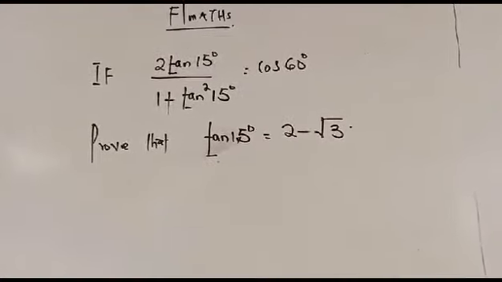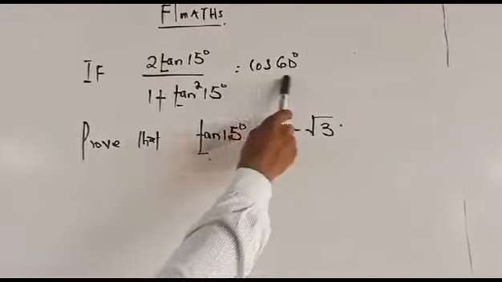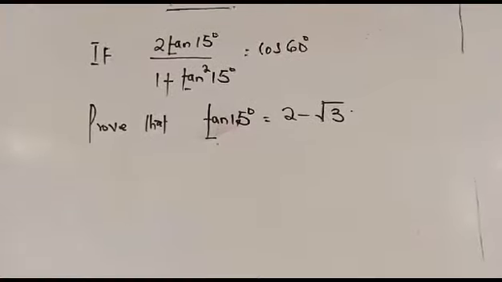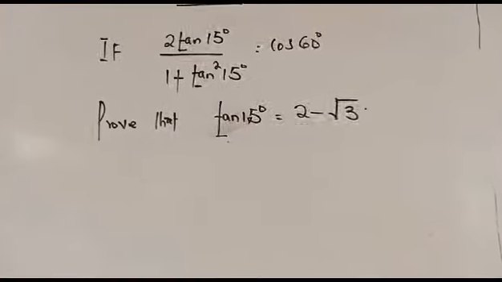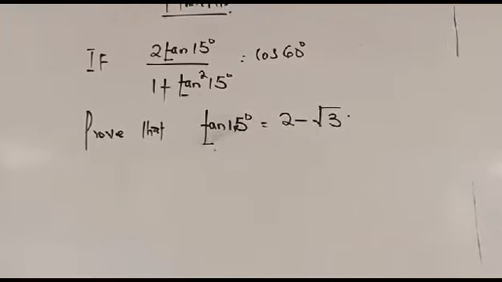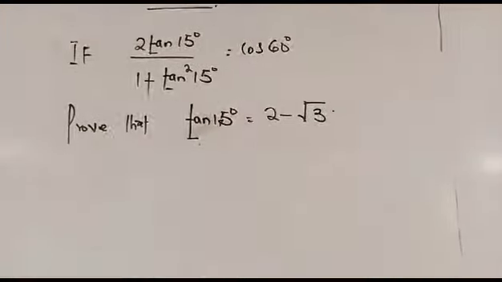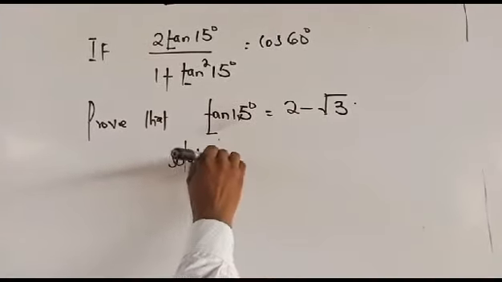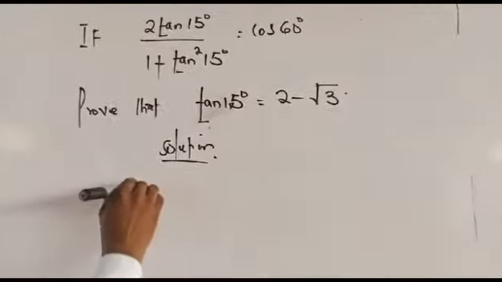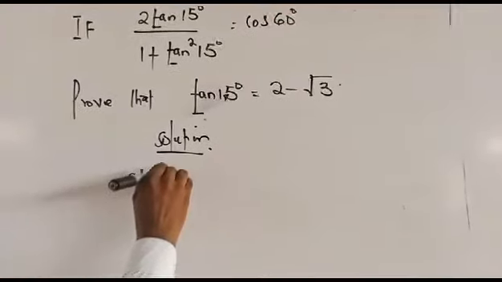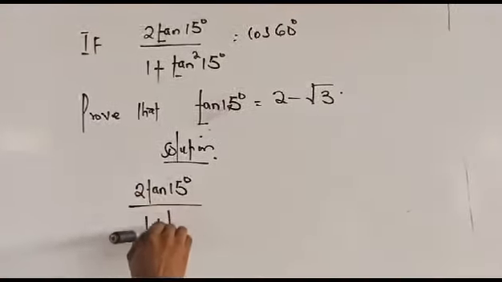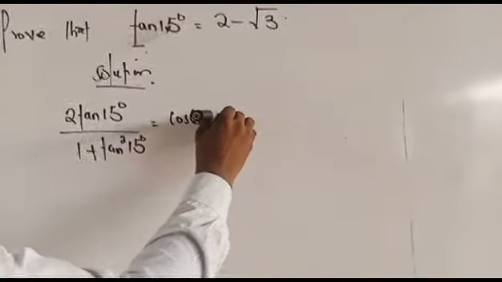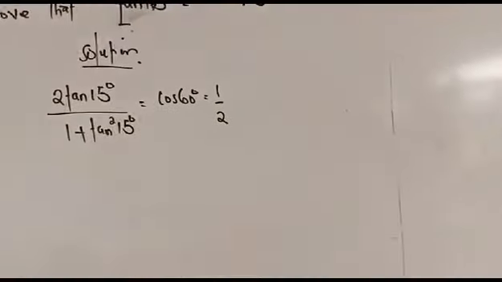First of all, our cos 60 degrees here is a special angle, and the value is 1/2. In fact, we have three basic special angles: 30, 45, and 60. So let's express cos 60 in terms of the special angle. So we have 2 tan 15 degrees over 1 plus tan square 15 degrees, and cos 60 is the value half.